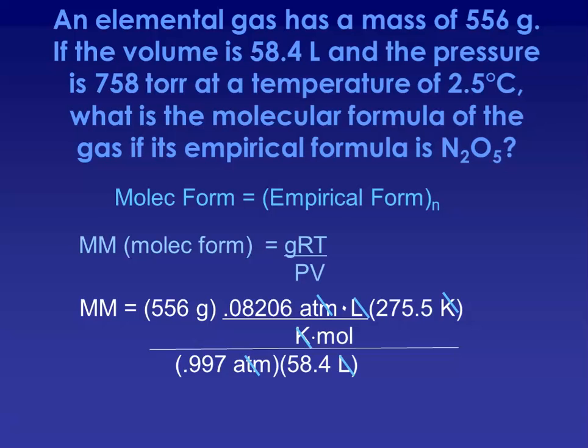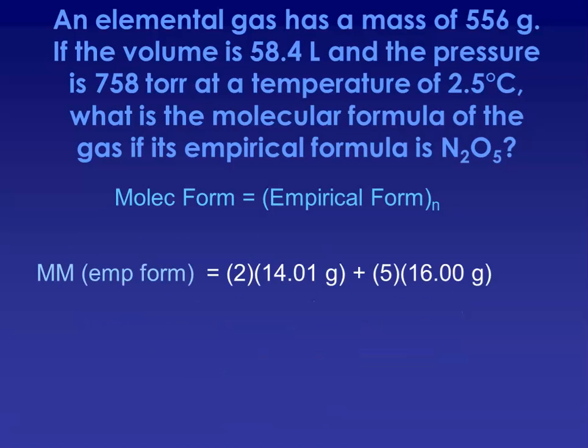We cancel out all but grams per mole, and when we go ahead and follow through with the math and sig figs, we get that the molar mass of this gas is approximately 216 grams per mole. We can now calculate, or you could have done this at the beginning, the molar mass of our empirical formula, taking 2 nitrogens and 5 oxygens, and that gave me a molar mass of 104.02.